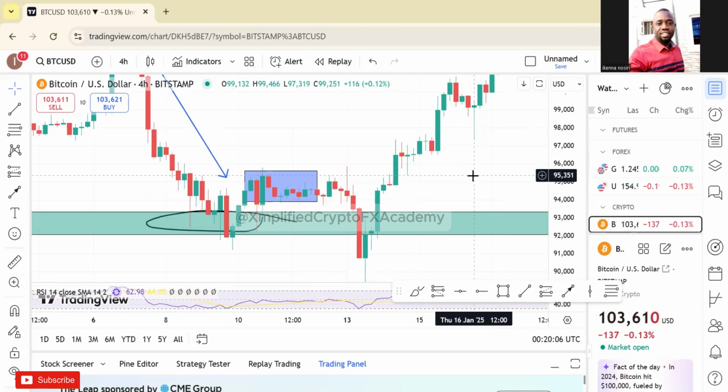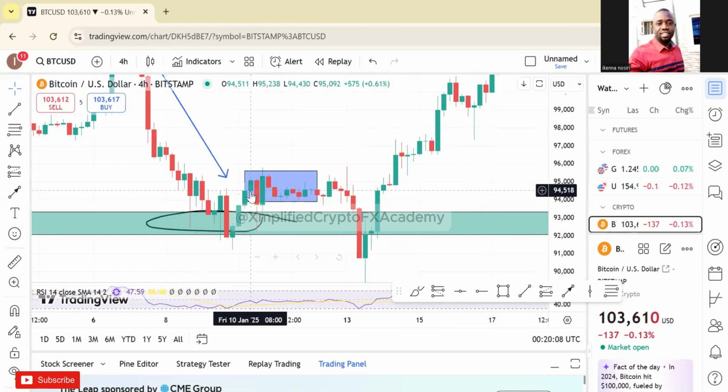Now, you need to check if you can see any bullish engulfing candle under this 4-hour time frame. Do you see one? Look at the previous one. This is a very strong candle. Now, the next one, did it engulf the previous one?